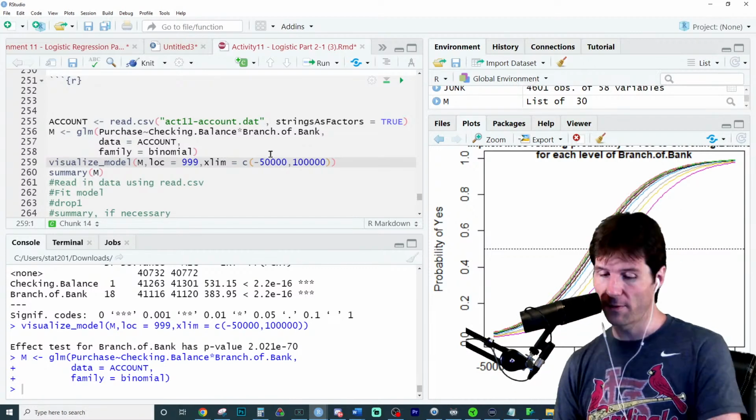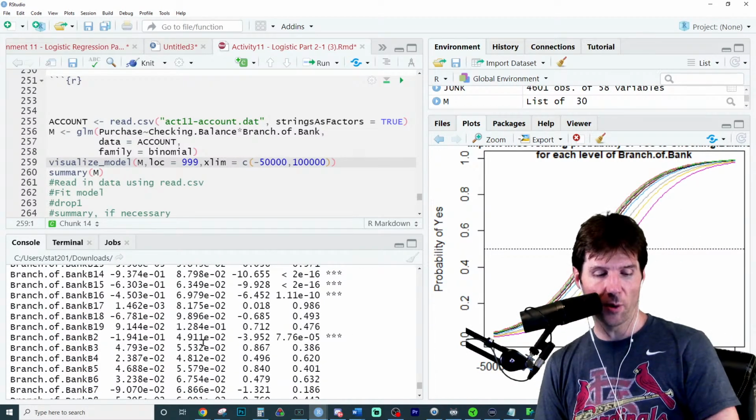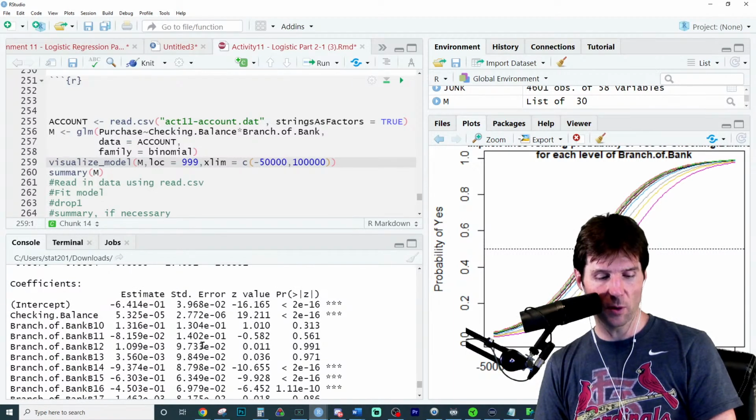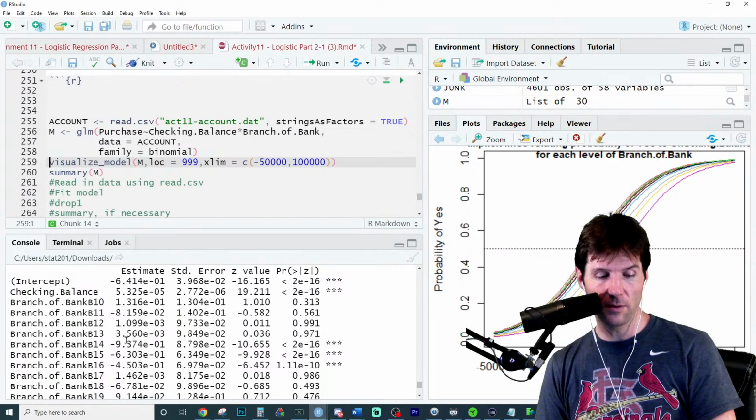Whatever bank this is, it will have the most negative coefficient. This goes to your homework assignment. The most negative coefficient is going to be, I believe, the most negative.